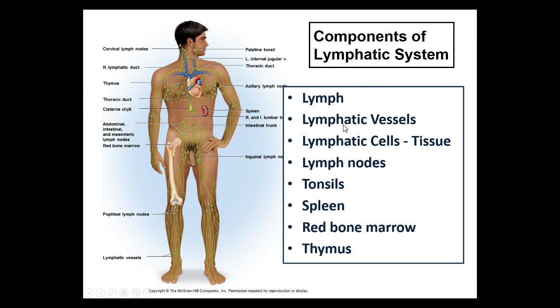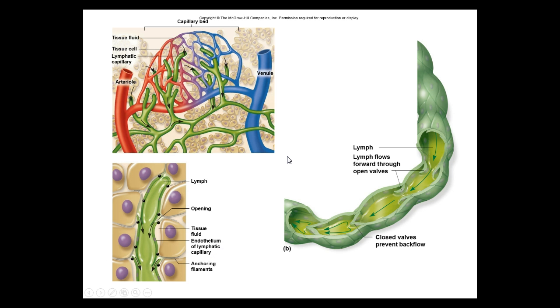Okay, lymphatic vessels, we'll talk about that. We'll talk about lymphatic cells, lymph nodes, tonsils, spleen, red bone marrow, and the thymus. Okay, so let's look at the vessels first.